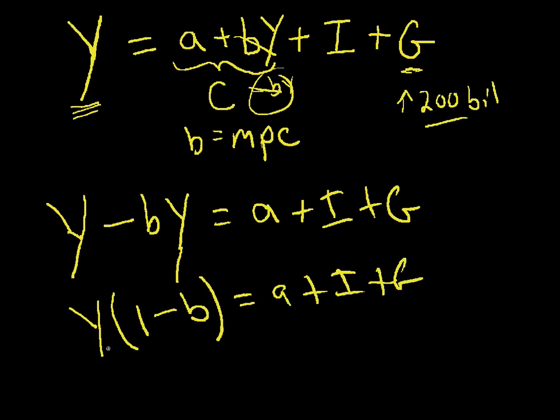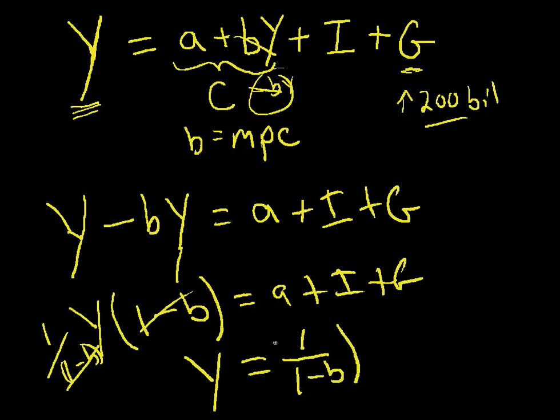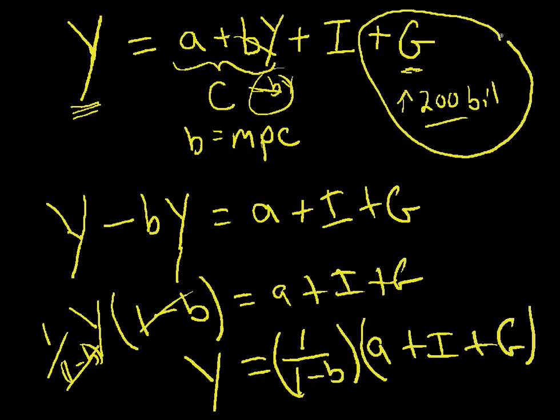Now we want to isolate the Y some more. So we're going to put the Y again on this side of the equation. How are we going to do this? If we multiply this times 1 over 1 minus B, then these things cancel out and we end up with Y. So that's going to work. Let's multiply this side by 1 over 1 minus B times all of this stuff, A plus I plus G. And there we go. Now we've got an equation that can help us answer what happens if we increase G by 200.